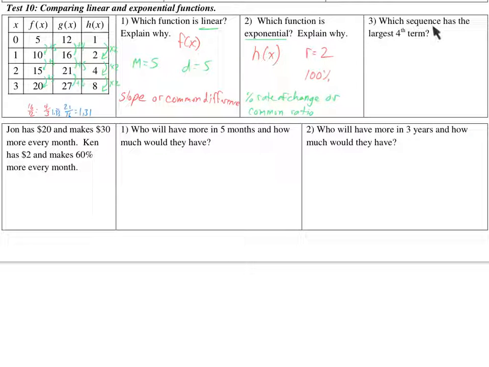Now for the last question, which sequence or function has the largest fourth term? Well, if we're adding 5 each time, what's the next term going to be? Well, wouldn't this next one be 25?